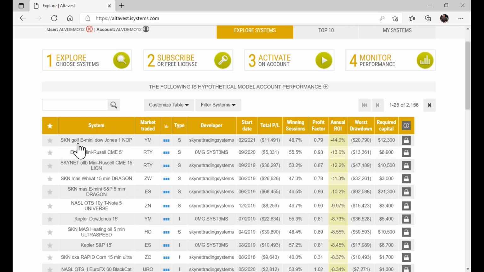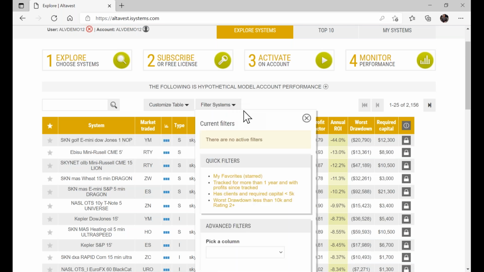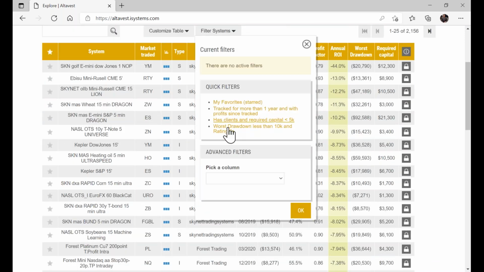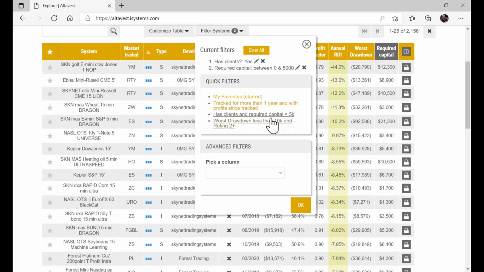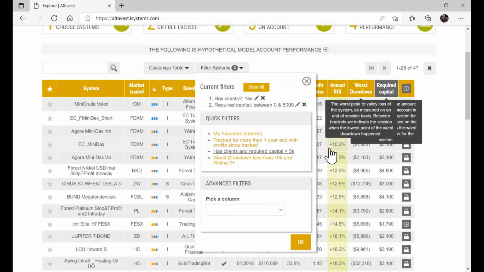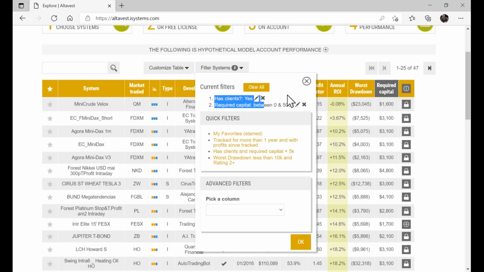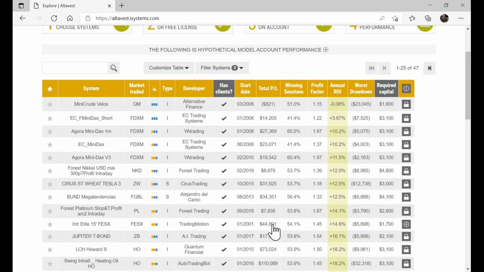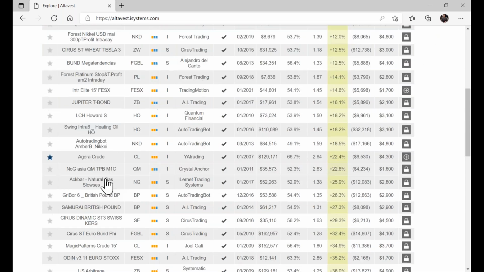So I wouldn't make too much of that. But how would you really decide on how to explore the systems and how to choose a system? Well, I will show you that here. You use this tool here to filter. There are some quick filters that are out of the box, kind of the default. For example, look for systems that currently have clients and capital requirement of less than $5,000. So you click that filter, you see that filter's on, and now there's 47 systems that meet that criteria. You can click OK, and you can see they're all listed here.